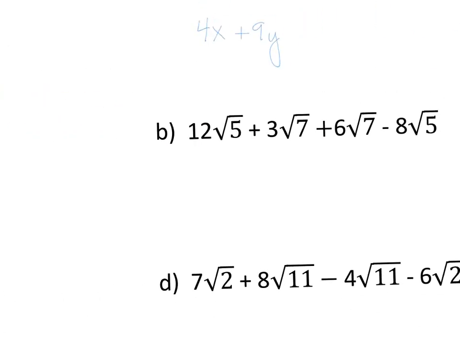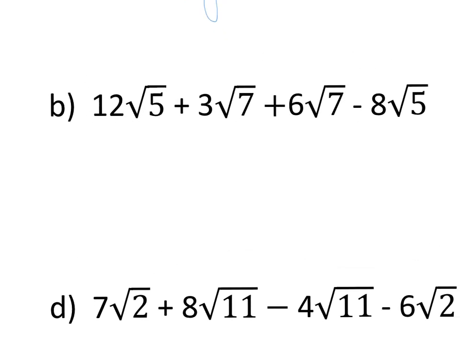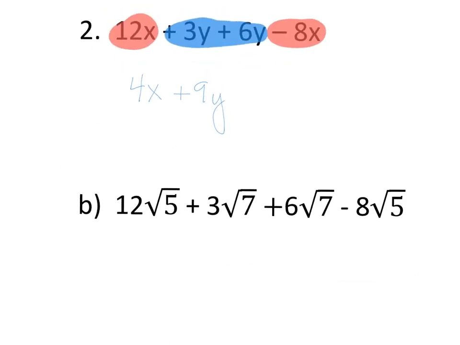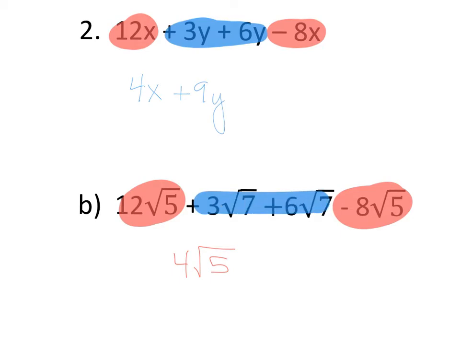Okay, so let's go to this guy. All right, so just like in the problem up above here, we put together your x's. Well, here we're going to put radical 5 and radical 5 together. Here we put the y's together. Here we're going to put the radicals of 7 together. So we've got 12 root 5 minus 8 root 5. So we're going to end up with 4 root 5. Okay? Then we'll go to the middle here, root 7s. So 3 root 7 plus 6 root 7 is 9 root 7. Okay? And that's going to be your answer.